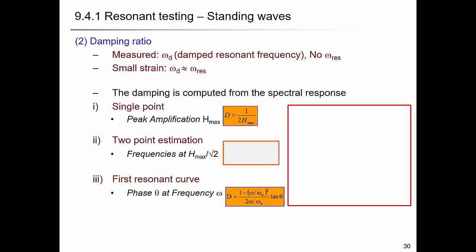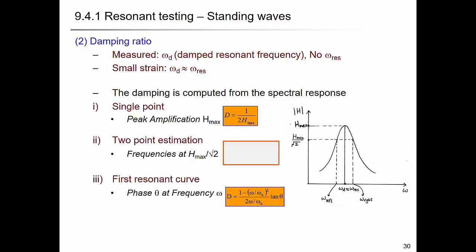I wanted to show you the determination of the damping ratio, actually. If you get this kind of frequency response against omega, then you can get the damping using the peak amplification here and the resonant frequency. Very simple, right?